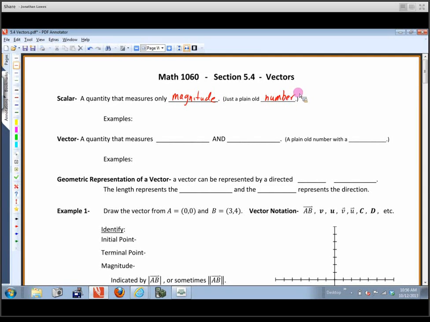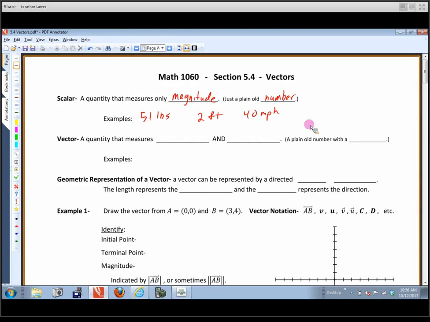So if we were to say something like 51 pounds, or we said we took a measurement and it was 2 feet, or we said the car was going 40 miles per hour. Those are all just scalar quantities. They just measure how big something is, a plain old number.